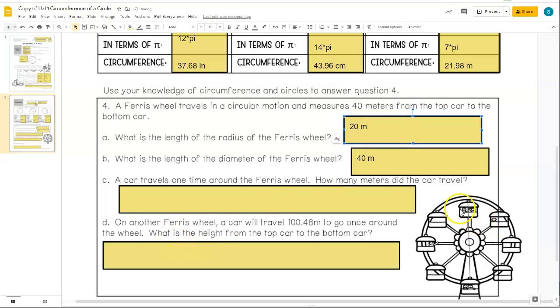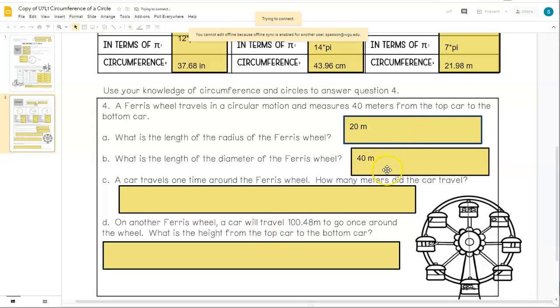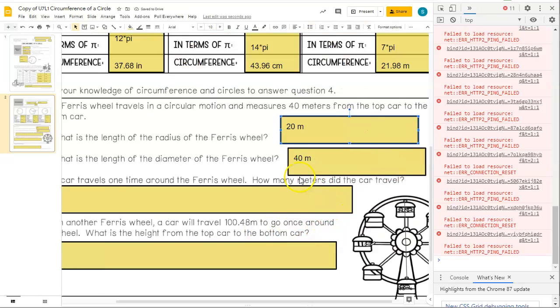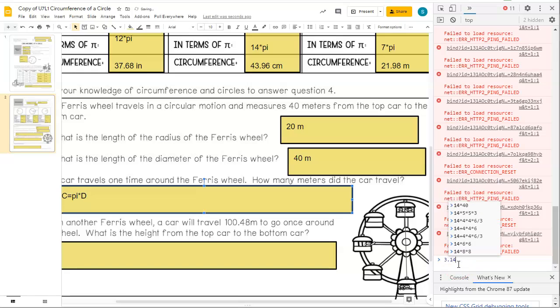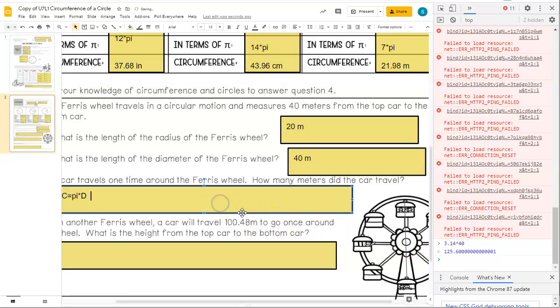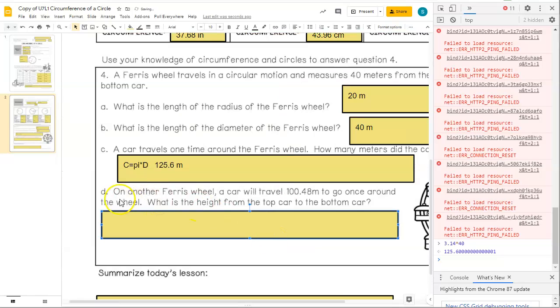Now, if you were in the car and you traveled around, that's as if you traveled on the outside of the circle. So we have to ask, how far will we go? So we want to find our circumference, and that's going to be pi times d. So we're going to do 3.14 times the diameter, which is 40, and we get our circumference is 125.6 meters.